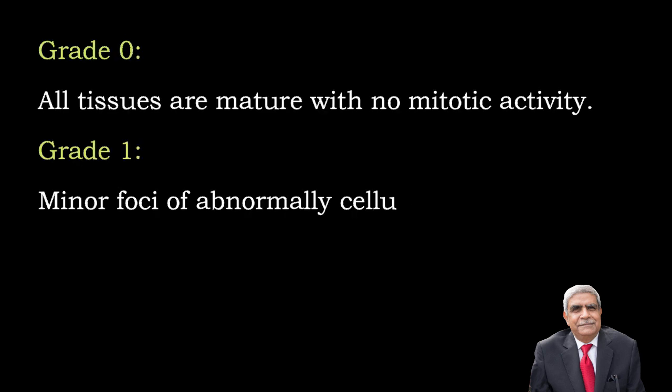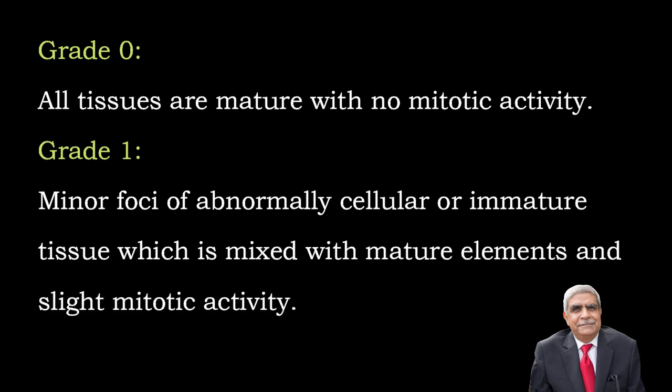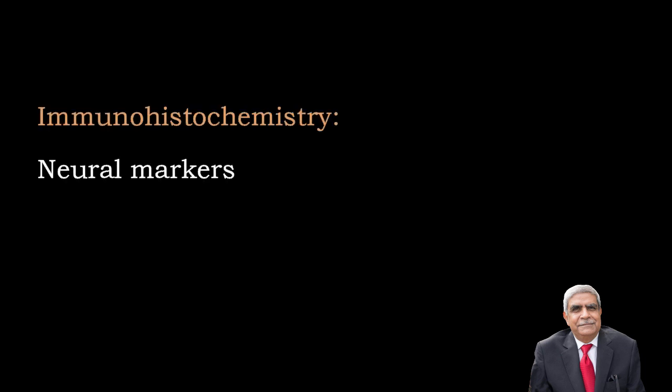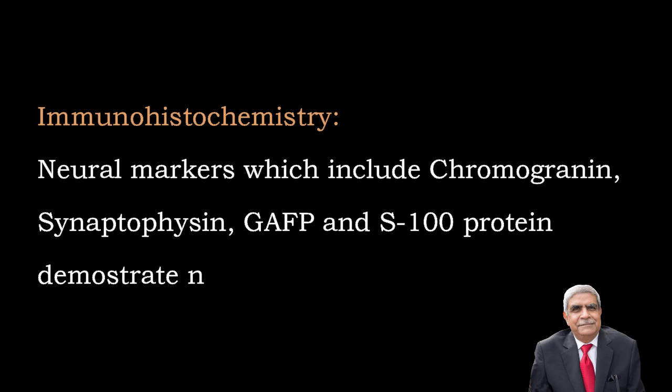Now the grading of immature teratoma. Grade 0: all tissues are mature with no mitotic activity. Grade 1: minor foci of abnormal cellular or immature tissue which is mixed with mature elements and slight mitotic activity. Grade 2: moderate amount of immature tissue mixed with mature elements and also moderate mitotic activity. Grade 3: large amount of immature tissue with high mitotic activity.